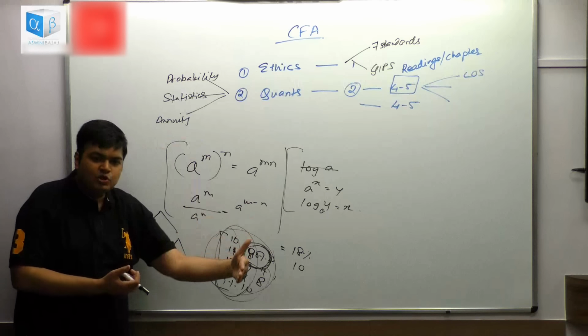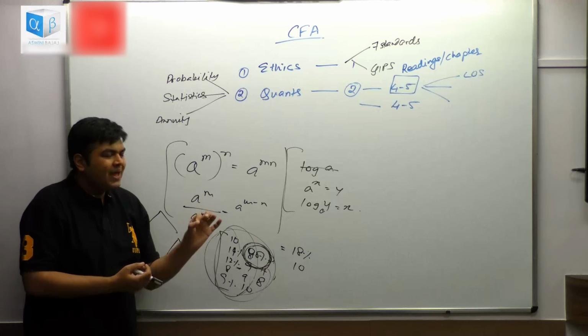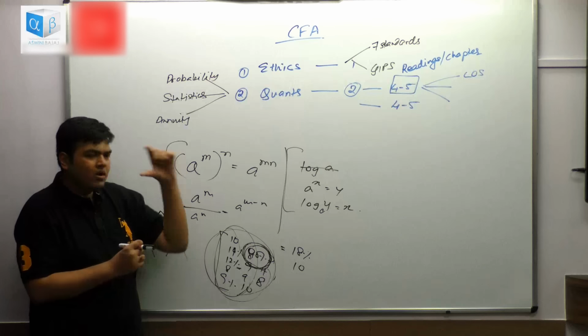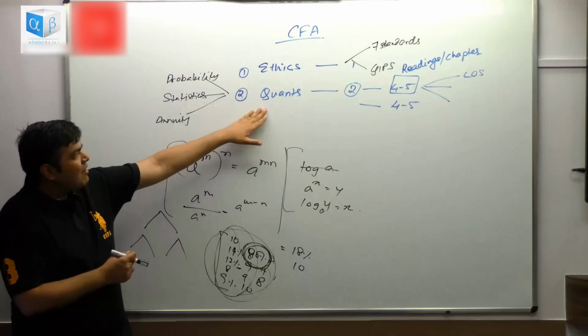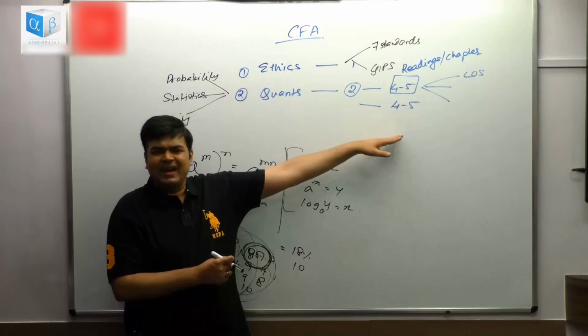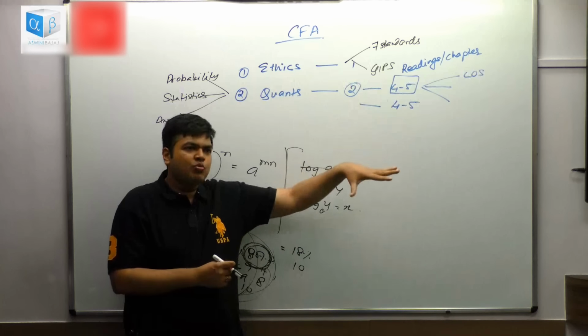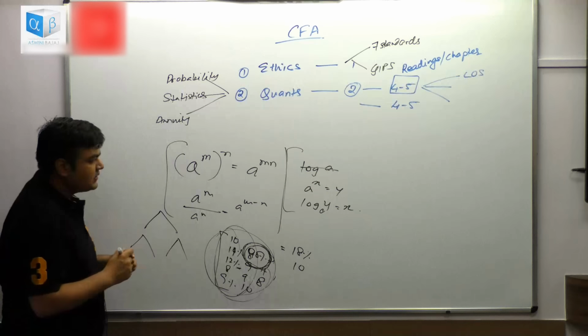And when we move to level 2, it gets a little difficult, and the major part of level 2 quants is very small. In level 1, we will have quants with 2 study sessions with about 8 to 10 chapters or so. In level 2, we have only 3 or 4 readings.